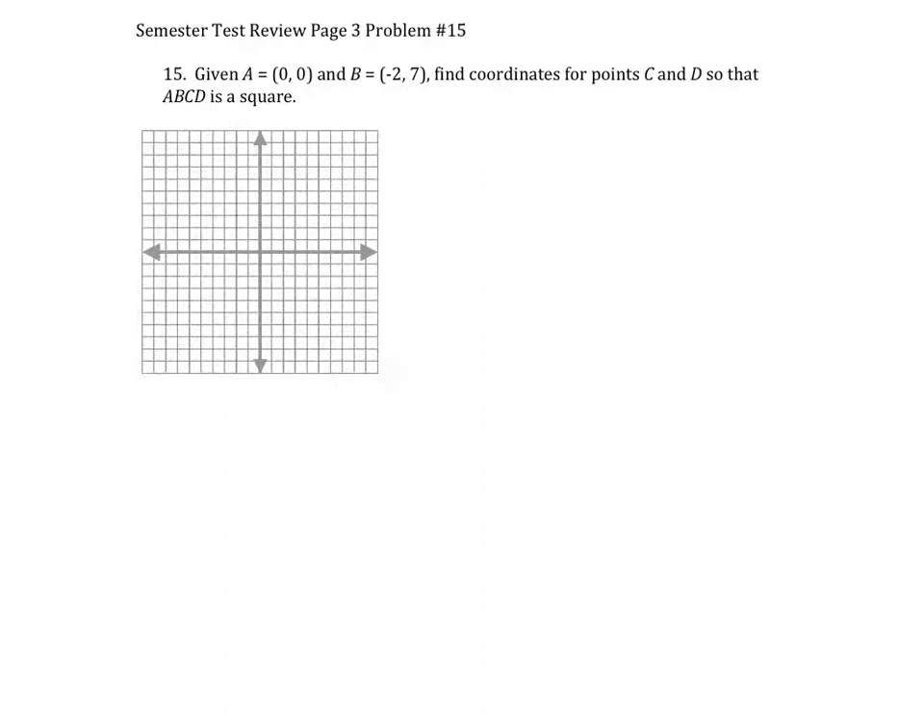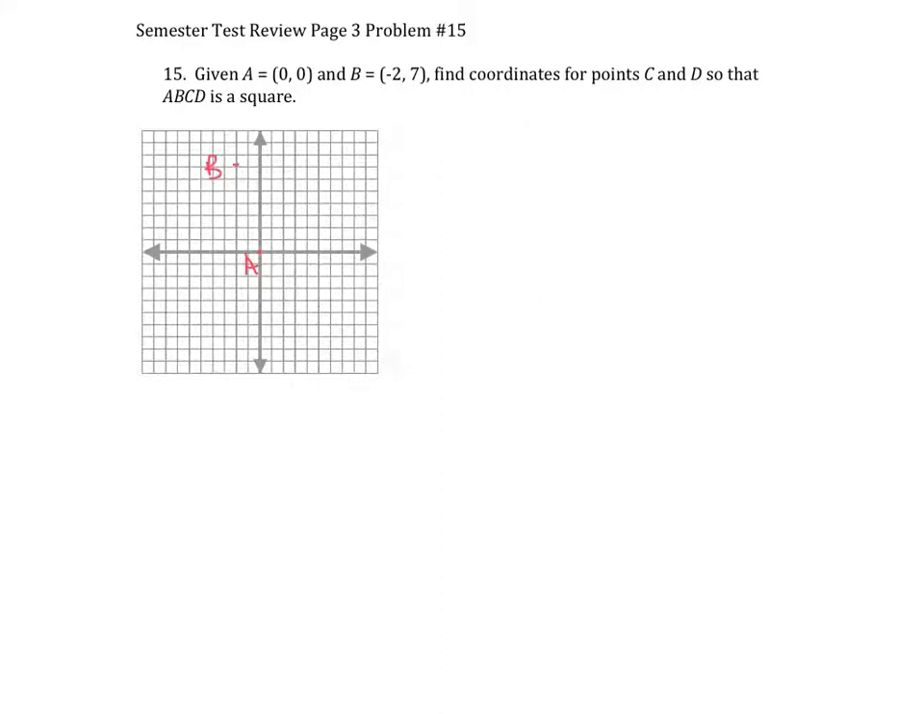We have our first point at 0, 0, and that is point A. Our second point is at -2, +7. So we go back 2 and up 7. Get it on there? Okay. So this would be our A coordinate. And then we have our B coordinate.